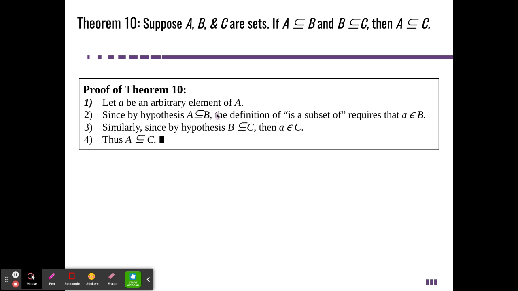So you're just walking the reader through the definition. You're saying, if x is an element of A and A is a subset of B, then by definition, x has to be an element of B. Similarly, since B is a subset of C and x was an element of B, x must be an element of C. Therefore, we've proved that A is a subset of C.